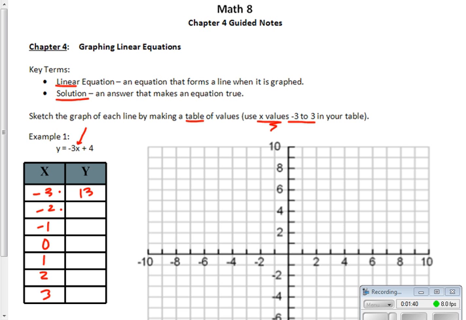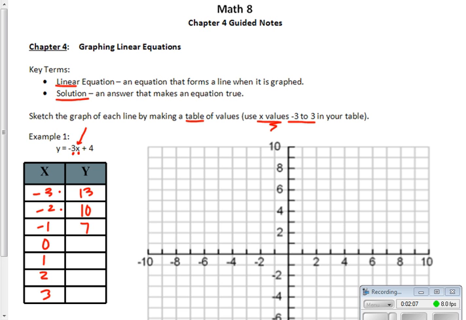Now we're going to go ahead and put in -2 for x. So we could have -3 times -2 is 6, plus 4 is 10. -3 times -1 is 3, plus 4 is 7. Go ahead and fill in the rest of these values here. So put in 0, 1, 2, and 3. Pause the video and come back.